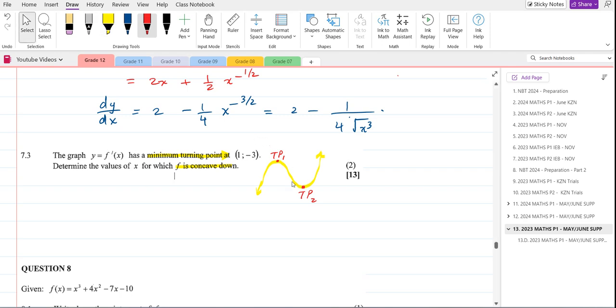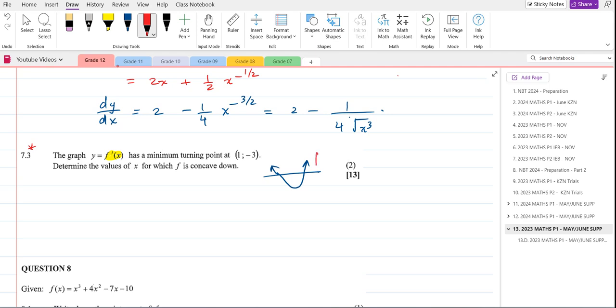Wait guys, this is a graph of f prime x. It's a derivative function. It makes sense now. This is a derivative function, right? So yeah, now it makes sense because they said y equals f prime x. I was actually thinking about f of x. So this is a theoretical question. It's a challenge because you have to read between the lines.